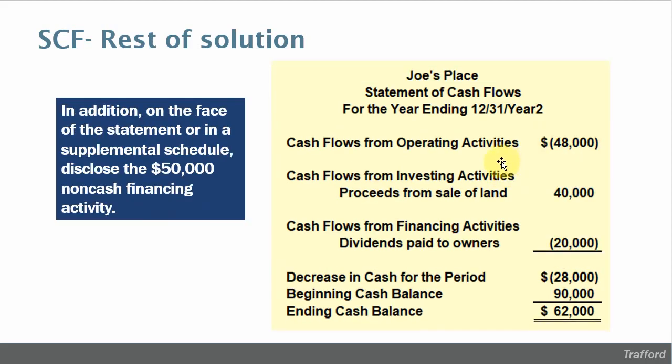Finally, there's some additional disclosures that are required for a statement of cash flows, and one of the additional disclosures is that a company needs to disclose any substantial non-cash financing or investing activities. So here the company would also disclose the fact that they paid off that $50,000 note by issuing some additional stock.